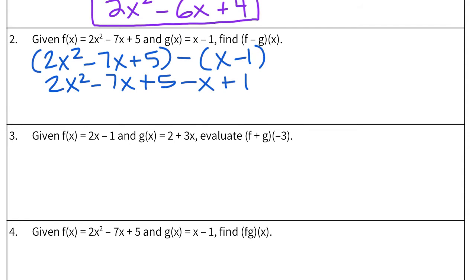Okay, and then now we combine all of our like terms. So I only have one term that's squared. That's going to stay the same. I have two terms that have x's. So I have negative 7 minus 1 is going to give me minus 8x. And then I have two constants. So I have positive 5 plus 1, which would give me plus 6.